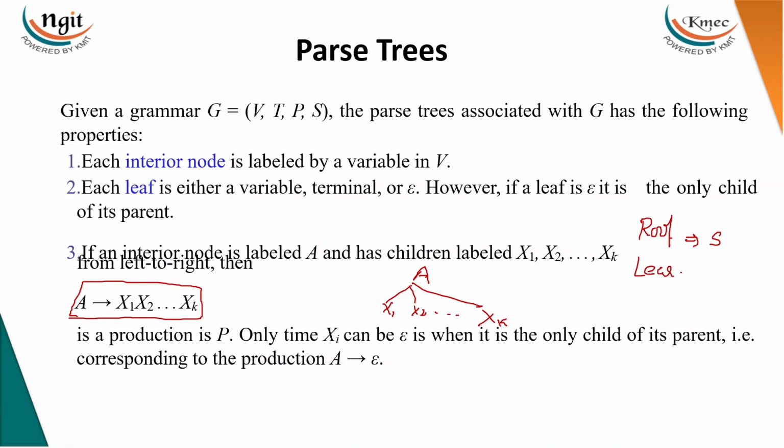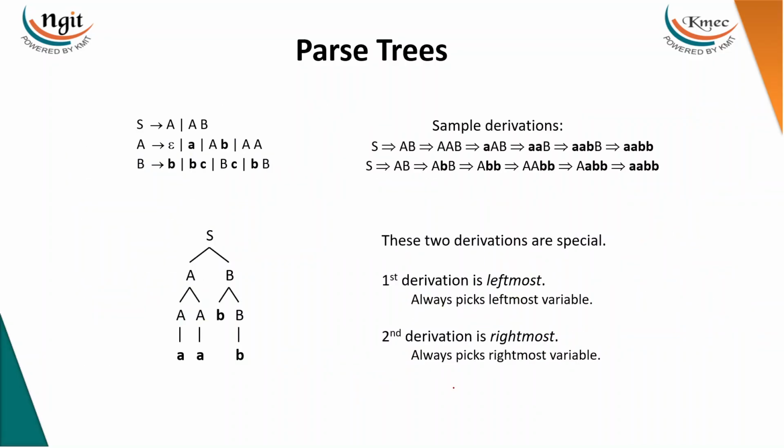Remember this: the root node of the parse tree must be the starting symbol. The leaf nodes must be the terminals. Internal or interior nodes must be the non-terminals, and sometimes it may be the starting symbol also. And of course, we can even take epsilon; simply you can write A tends to epsilon. So let me go with an example.